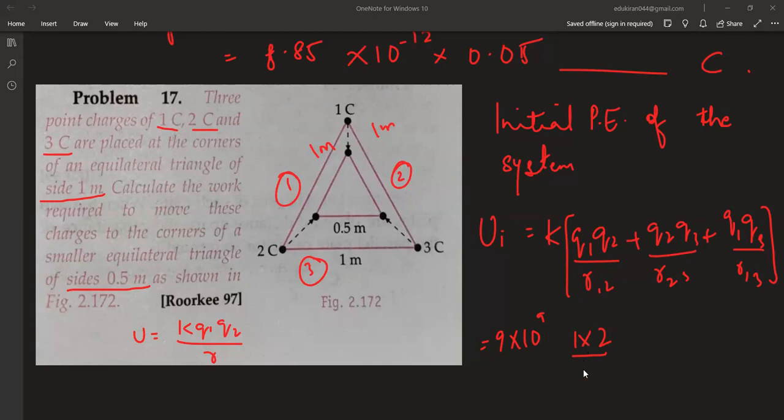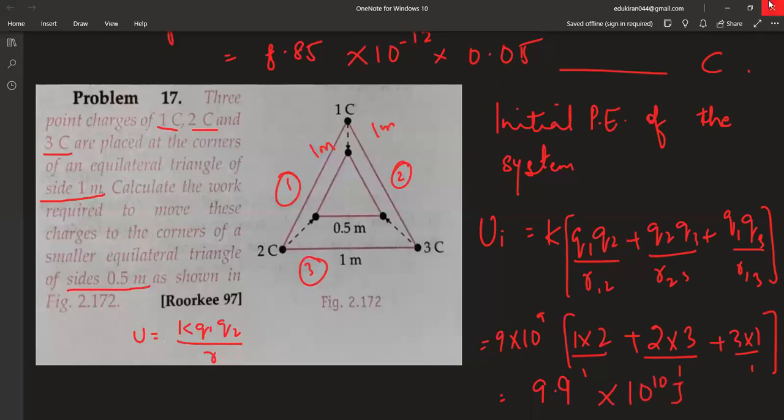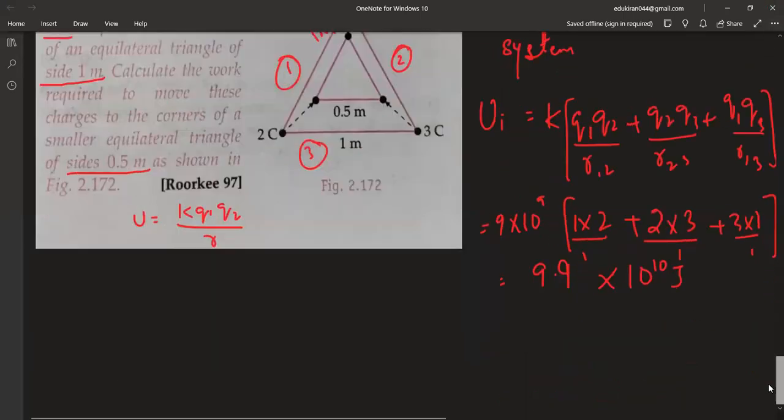So 1 into 2 divided by 1 plus 2 into 3 divided by 1 plus 3 into 1 divided by 1. So this is 11. So that becomes 9.9 into 10 to the power 10 joules, right? This is the initial potential energy of the system.